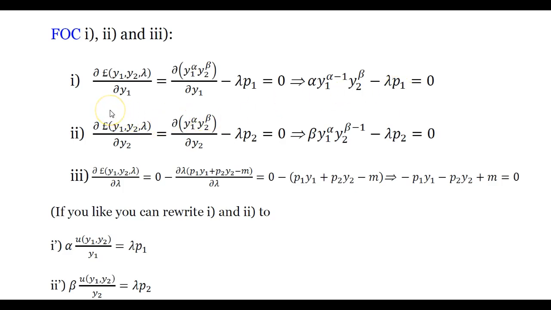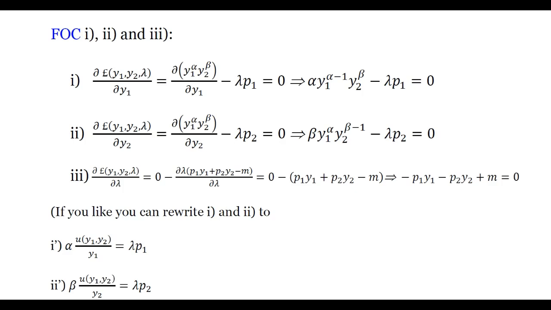You take the second first order condition, you take the partial derivative of the Lagrange function with respect to the second good, and therefore you will end up with this expression, which is the marginal utility for good 2, minus lambda times p2. And then you take the first order condition number 3, which is with respect to the Lagrange multiplier, and that will always give you the constraint back.